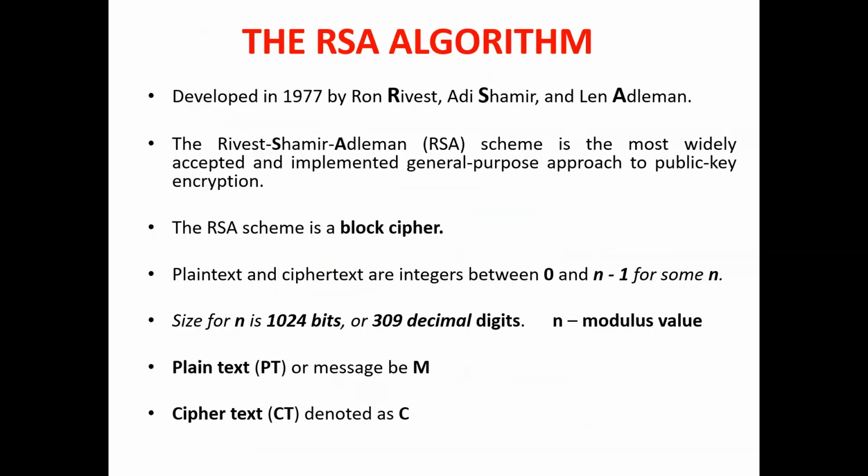Now coming to the RSA algorithm. It was developed in the year 1977 by Ron Rivest, Adi Shamir, and Len Adleman. Therefore the name Rivest Shamir Adleman, RSA. This scheme is the most widely accepted and implemented general purpose approach to public key encryption. The RSA scheme is a block cipher.